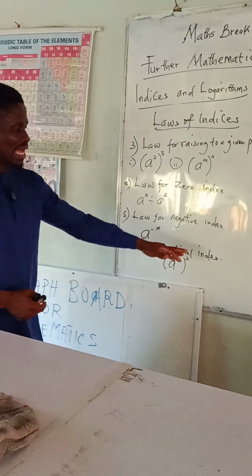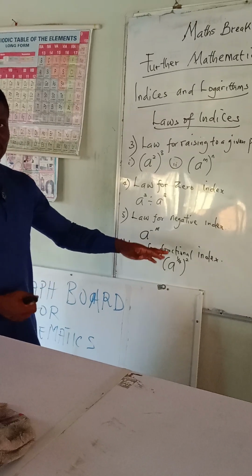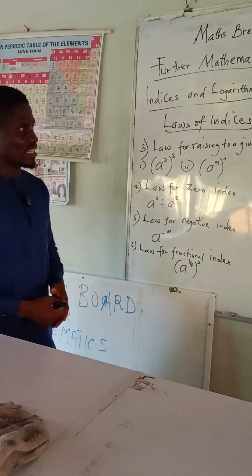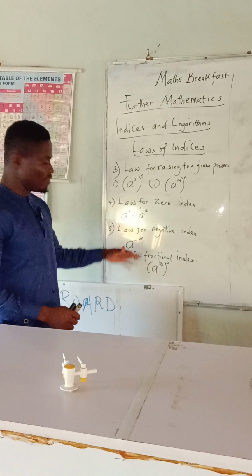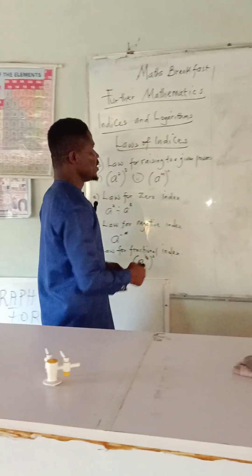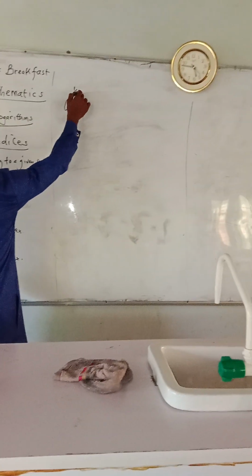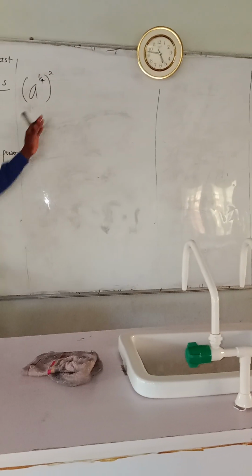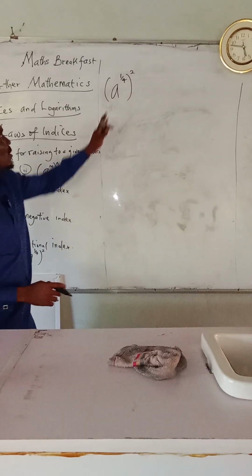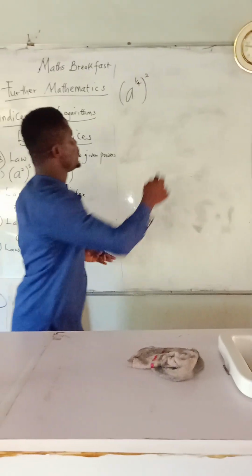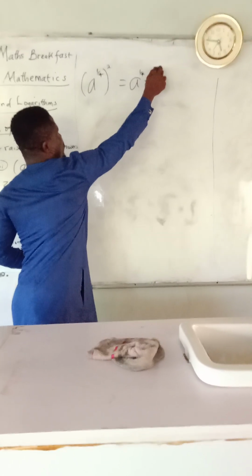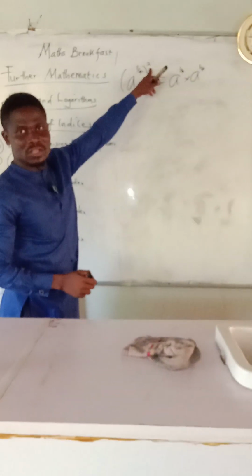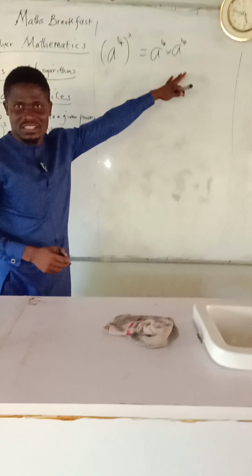Then finally, the next law is the law for fractional index. If you have a raised to power 1 over 4, all raised to power 2, how do you tackle this? If you look at the first example we did above, we have a raised to power 1 over 4 times a raised to power 1 over 4, because it is raised to power 2 and you have to multiply it twice. That's why we have this.